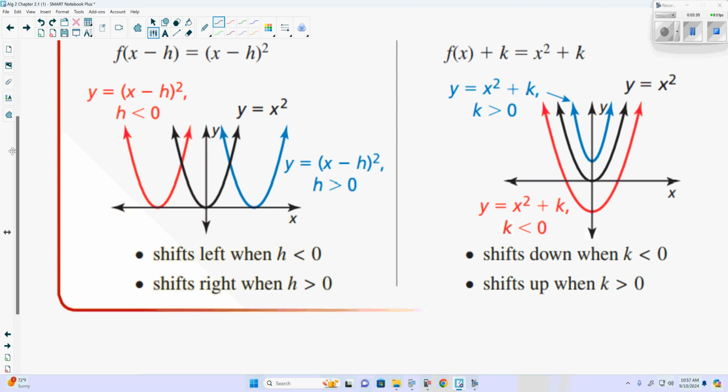And our up and down movement is exactly what we think. So if it's plus 3 on the outside of the parentheses, it's up 3. If it's minus 7 outside the parentheses, it's down 7.